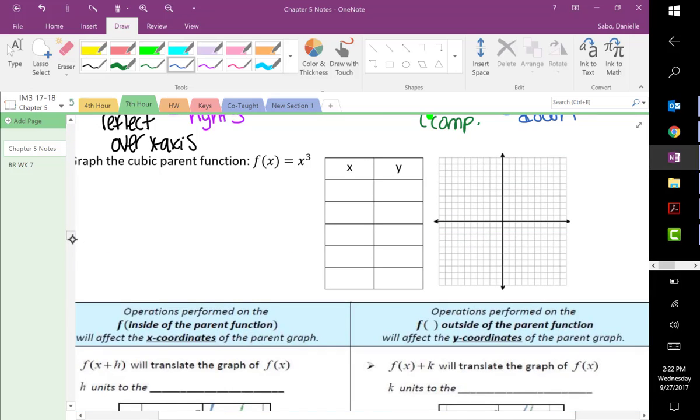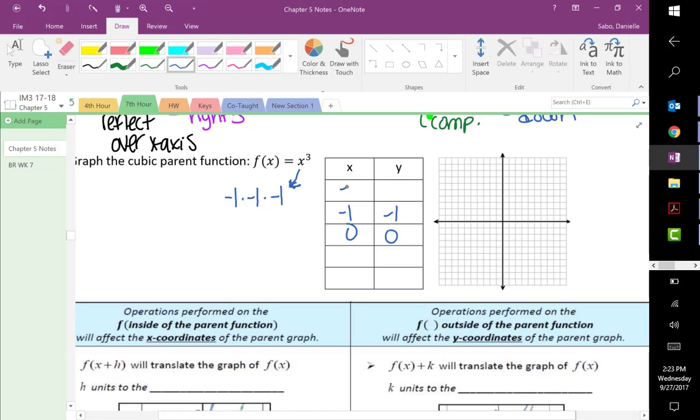I'm just going to plug in some points. I'm going to start with 0. What is 0 cubed? Or 0 times 0 times 0? Good, it's 0. What is -1 cubed? Again, please use a calculator if you need it, but -1 times -1 times -1 ends up being a negative number. That's why it is that way.